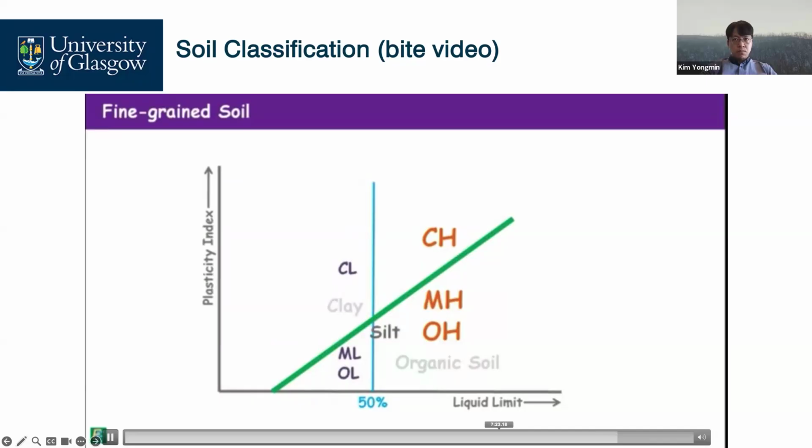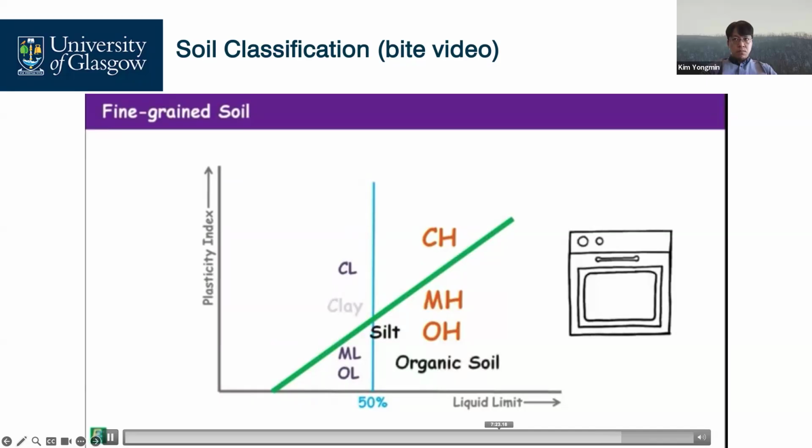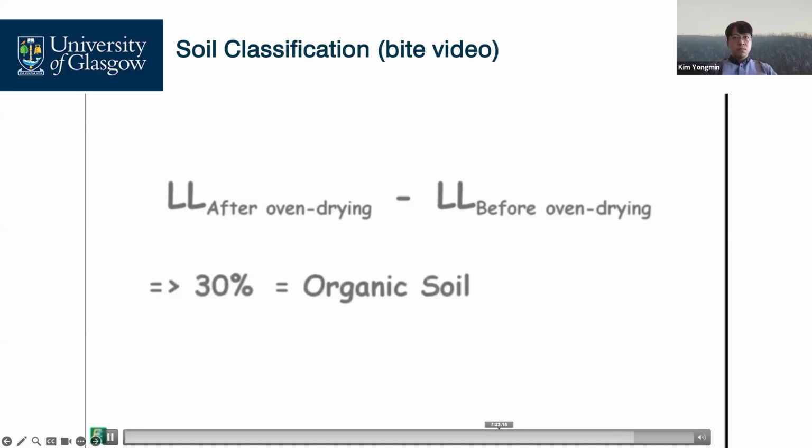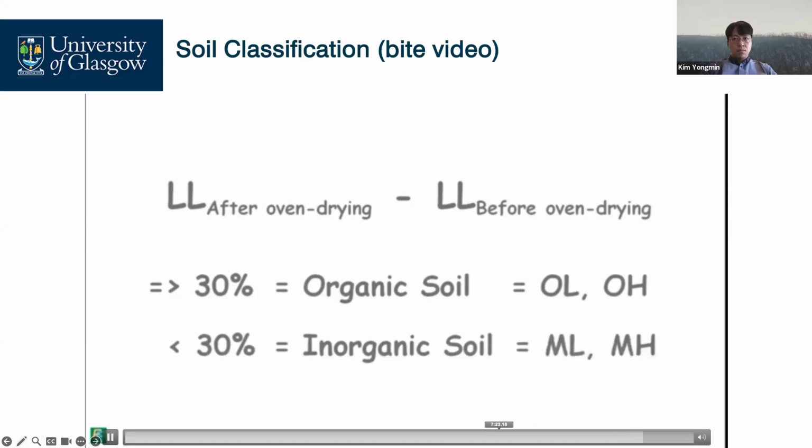Now to distinguish between silt, which is inorganic soil, and organic soils, we use oven drying. We note down the soil's liquid limit before and after oven drying. If oven drying decreases the liquid limit of the soil by 30% or more, the soil is organic and it will have the symbols OL or OH. And if the decrease in the liquid limit is less than 30%, the soil is inorganic and the symbols will be ML or MH.